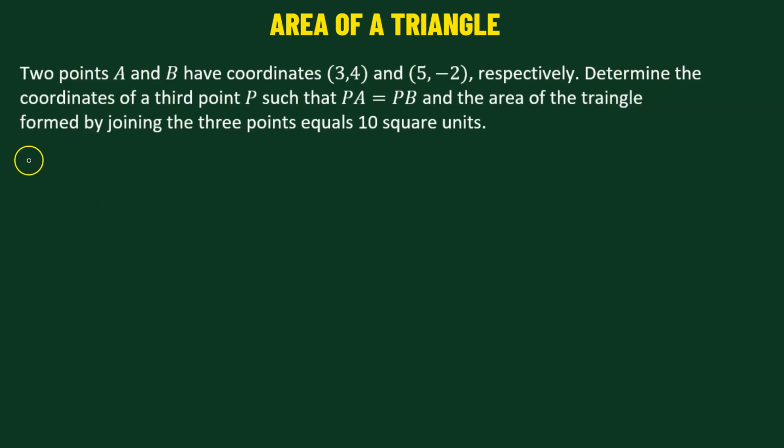Let's try to first understand the problem graphically. So here we have 2 points, point A and point B. Let's say point A has the coordinates 3, 4 and B has the coordinates 5, -2. Now we have a third point P. So we are going to name its coordinate as x, y. So let the third point be x, y.